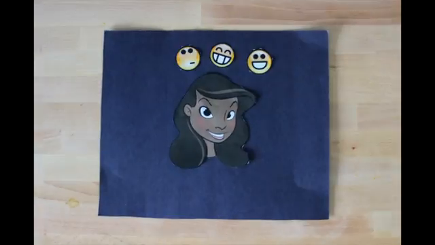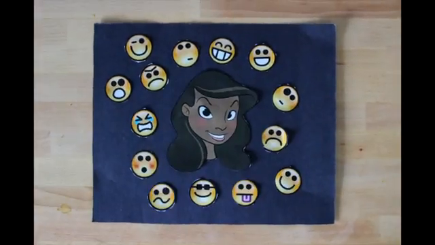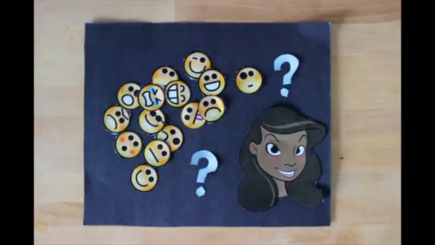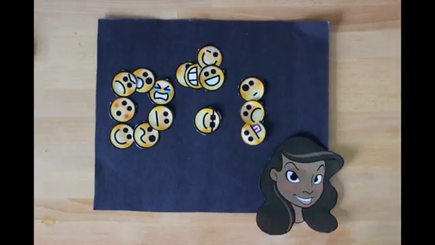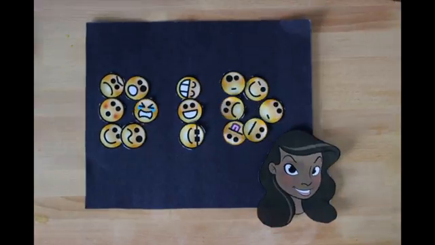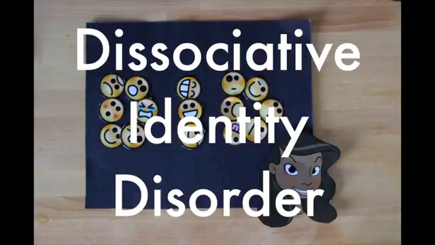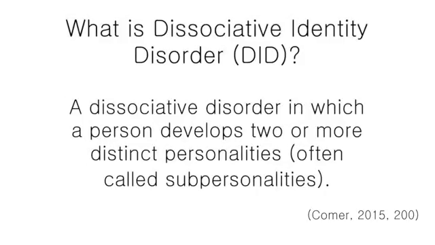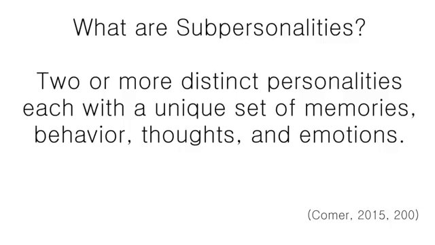Imagine being a 21-year-old female with multiple altering personalities, and you never know when they're going to switch. This is a real disorder and is known as dissociative identity disorder. A person with dissociative identity disorder, known in the past as multiple personality disorder, develops two or more distinct personalities, often called subpersonalities or alternate personalities, each with a unique set of memories, behaviors, thoughts, and emotions. At any given time, one of the subpersonalities takes center stage and dominates the person's functioning.